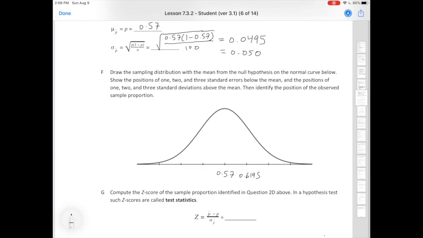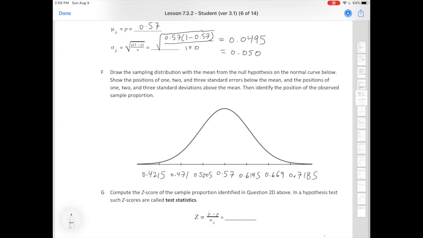I get 0.6195. And if I add 0.0495 again to that, I get 0.669. And if I add 0.0495 a third time, I get 0.7185. Okay, so those are 3 standard errors above the mean, and then I'm going to do below the mean. So if I do 0.57 minus 0.0495, I get 0.5205. And if I subtract 0.0495 again, I get 0.471. And if I subtract 0.0495 again, I get 0.4215.